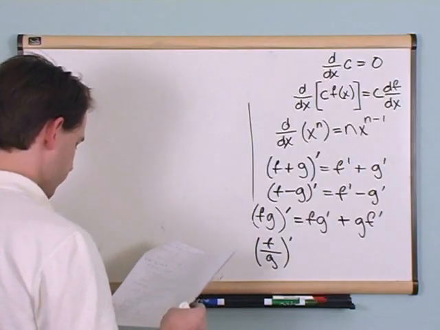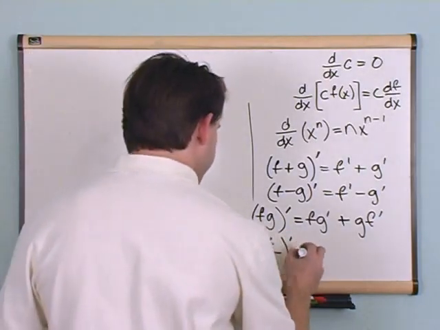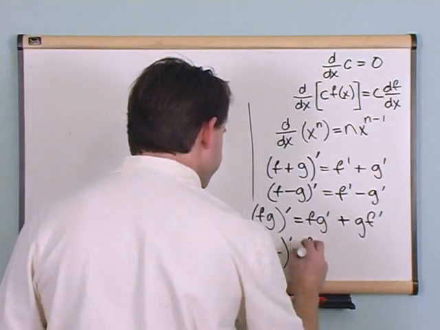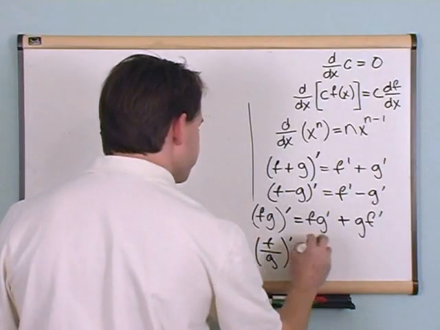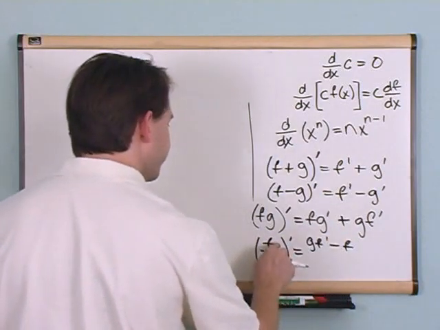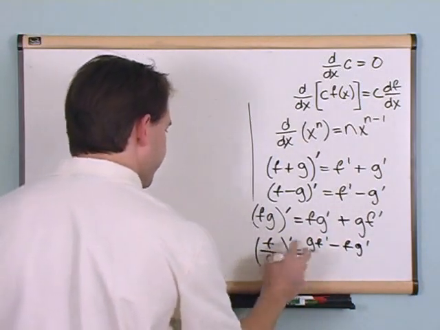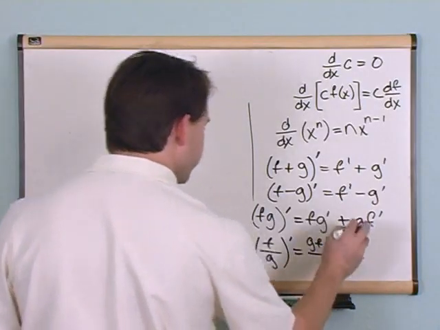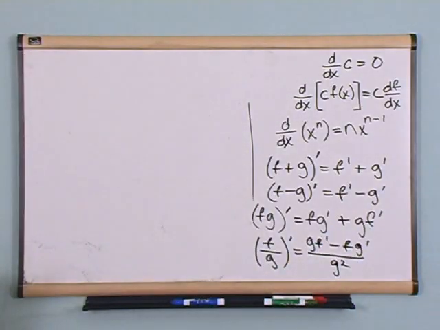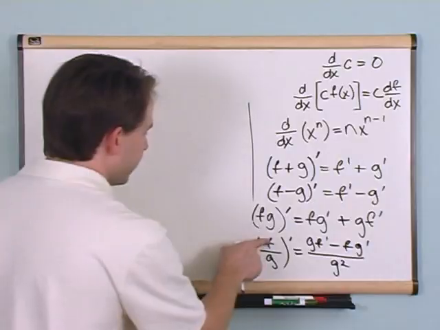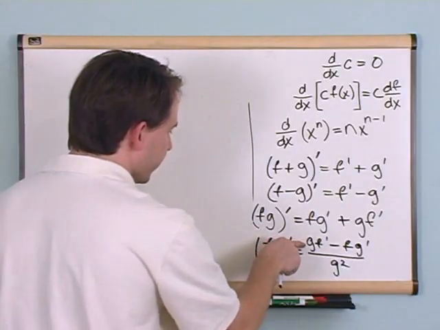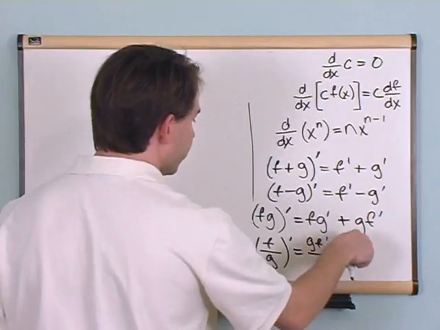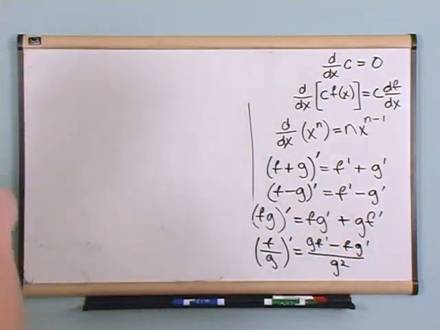Well, this is exactly how I remember it: it's the bottom times the derivative of the top minus the top times the derivative of the bottom, over the bottom squared. That one by far is the most complicated little rule that we've learned so far. You will use these enough where you really aren't going to have to spend too many brain cells to do it. But that's what you have here.